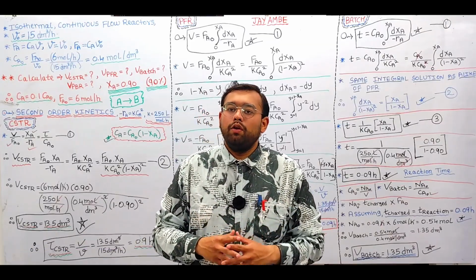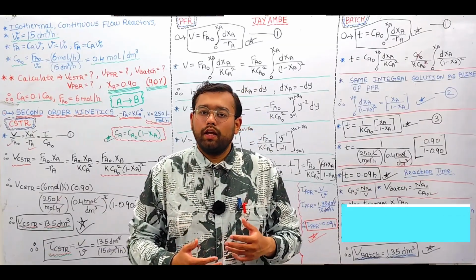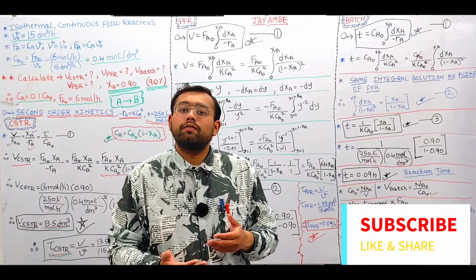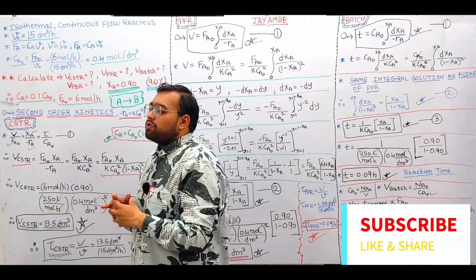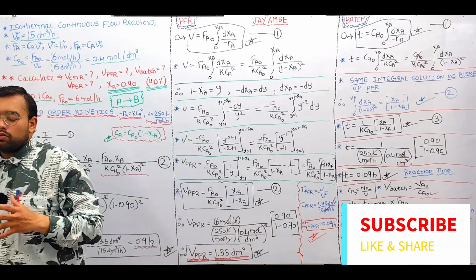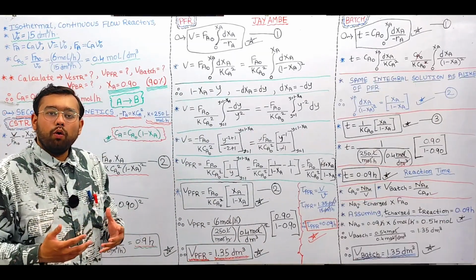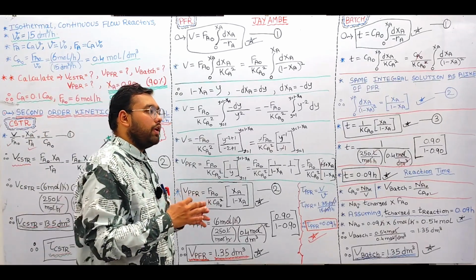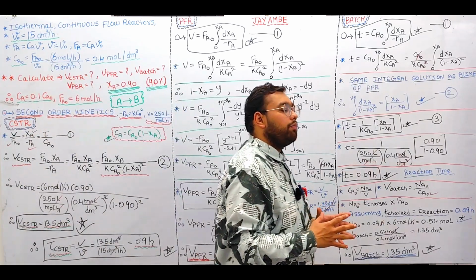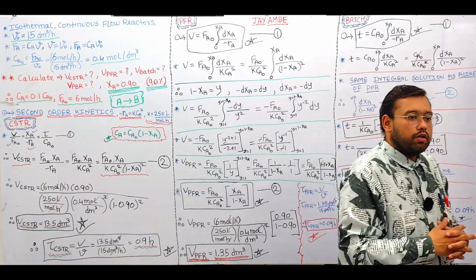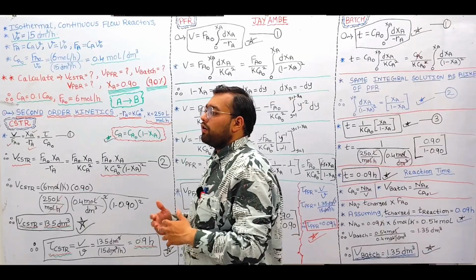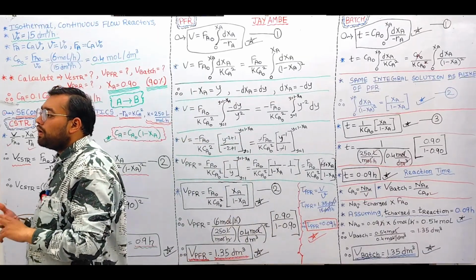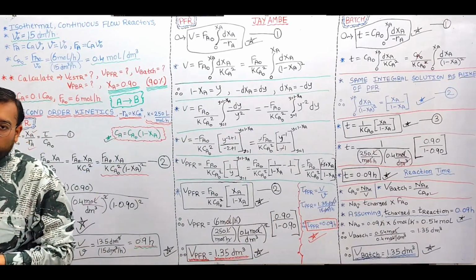So in today's lecture, we are going to solve an industrial numerical example which follows second order reaction kinetics, right? So let's get started. We are going to keep all the operating parameters constant and use different reactor models: CSTR, PFR, batch reactors, and packed reactors.